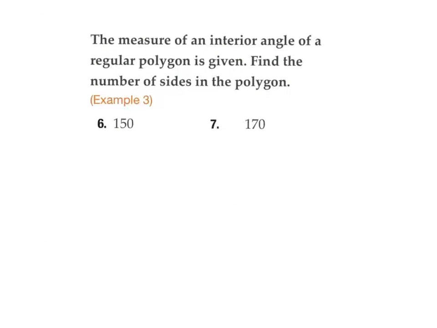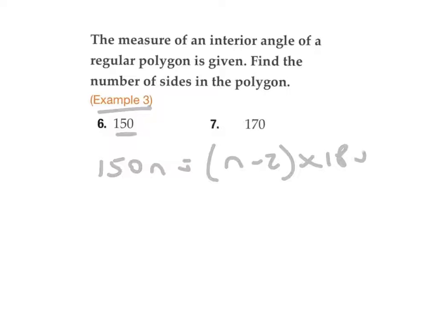Okay, so using example 3, let's find this. This time we're told in question 6 that each angle is 150. Follow the same pattern as in the previous slide. So you've got 150n must equal, and don't forget, here's your formula, n minus 2 times your 180.